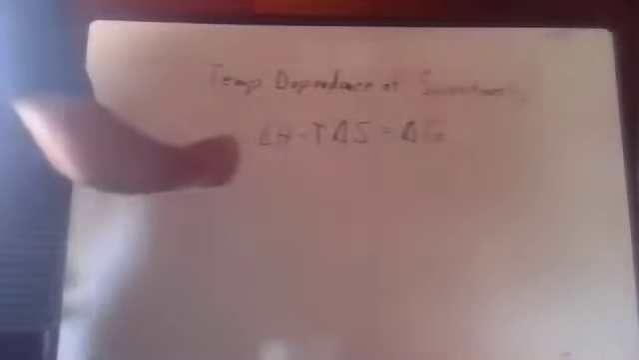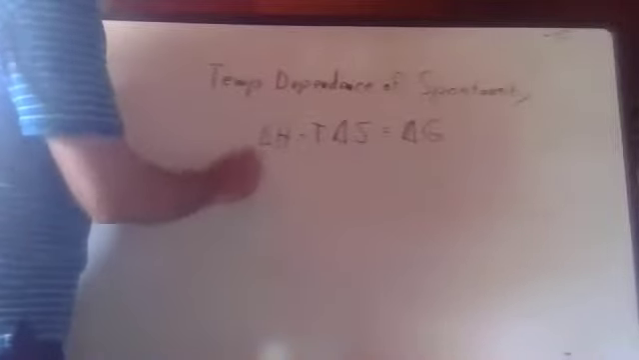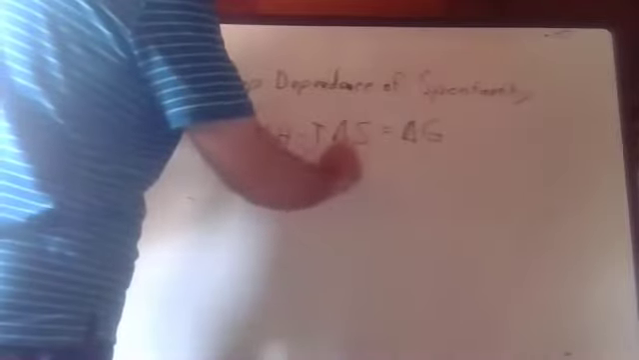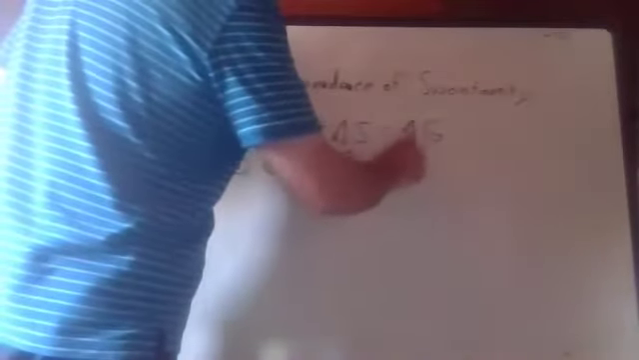Okay. So there's 4 different cases. The first one we already did, when these are both positive, and for that, delta G is negative at high temperatures.